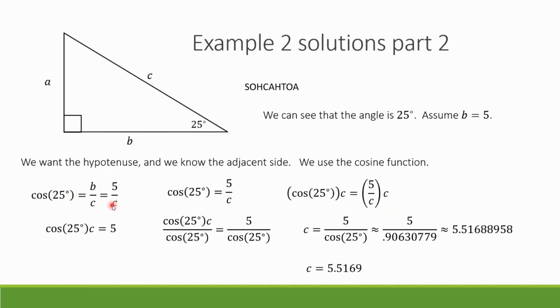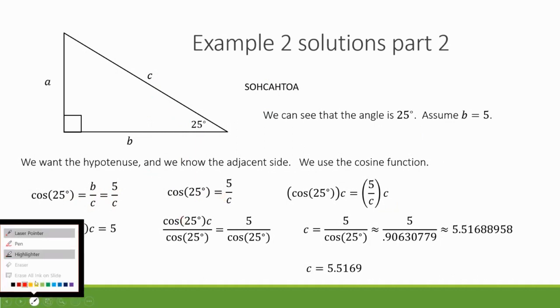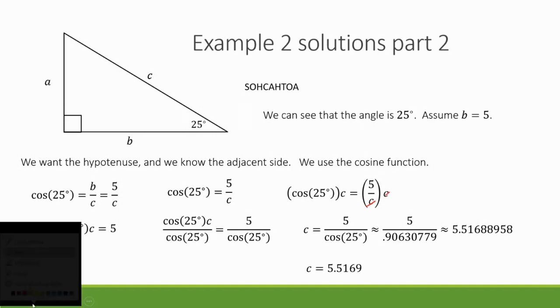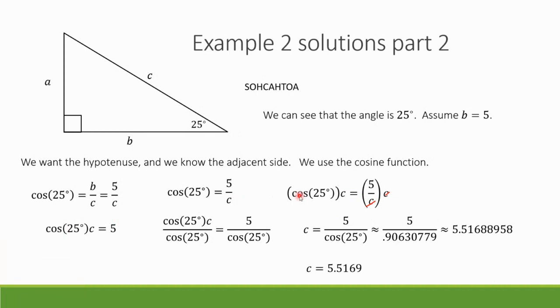Now, we want to figure out what C is. From this equation, how do we get that? Well, we can multiply both sides by C. If you multiply both sides by C, this cancels. You're left with cosine of 25 degrees times C is equal to 5.